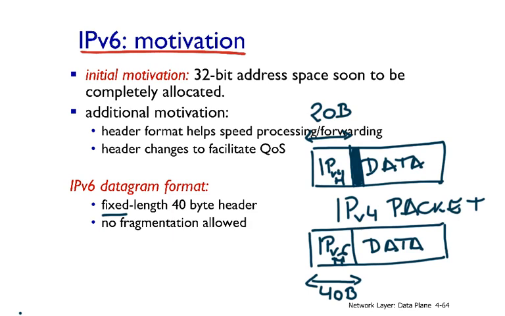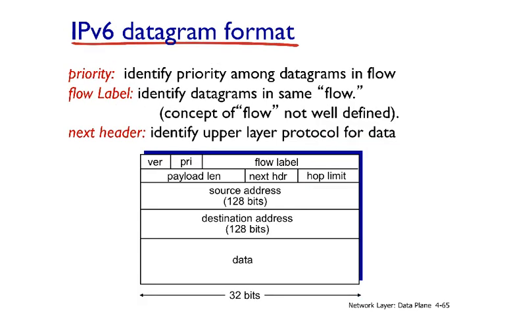We have a bigger, fixed header, no options, and we will see many other differences in the next slides. This is the format of the header. We have a 40 byte header of fixed length. Next, I'm going to explain all the fields as usual.